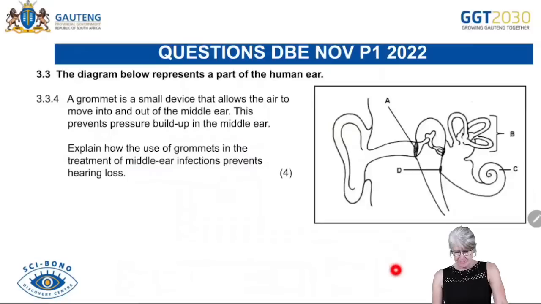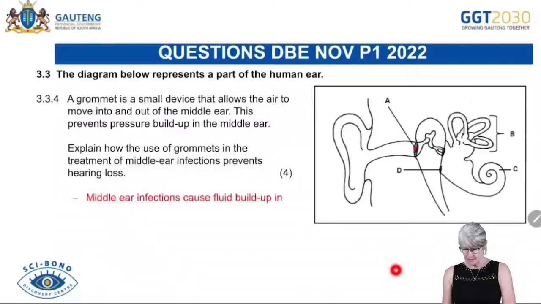All right. Now the next question, they say a grommet is a small device. So it's a little tube that they put into the tympanic membrane, into part A. They insert it, and it allows air to move in and out from the middle ear, and it prevents pressure buildup in the middle ear. So explain how the use of grommets in the treatment of middle ear infection prevents hearing loss.